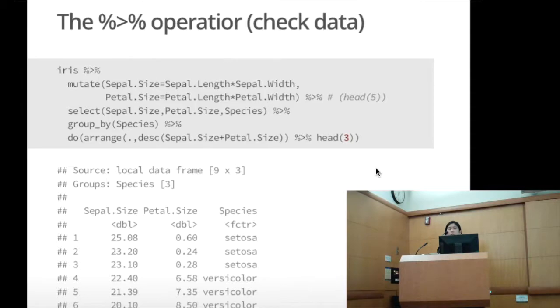And also, it's very good for checking data. What if I find there is something wrong with my result? It must probably be something wrong with the steps I have. So what I do is put the head five here in the middle of my code, and then I just run those first three lines without making any changes to my original data set or my original code.